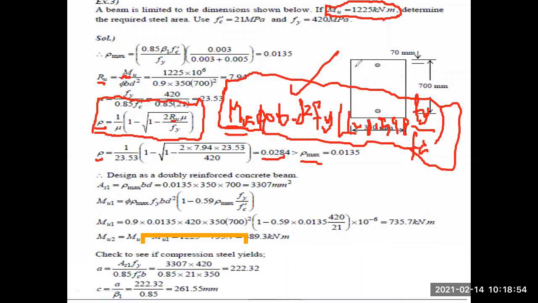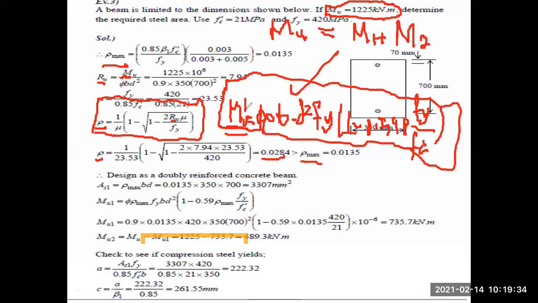It says that we have a section, and the section is supposed to be reinforced in the compression zone. So we have M1 and M2 okay, M1 and M2, and the total is M sub u. You have M1 plus M2, that is M sub u. If we consider that rho max gives us M1, then we apply this formula. Okay, rho max, then you get M1.